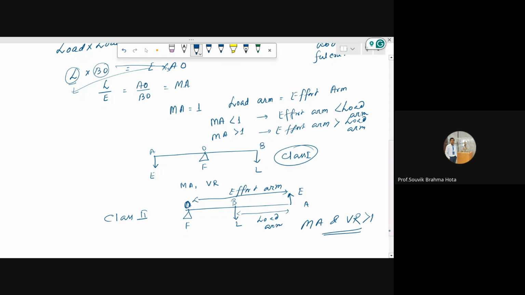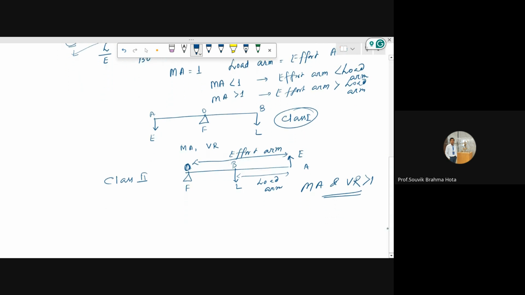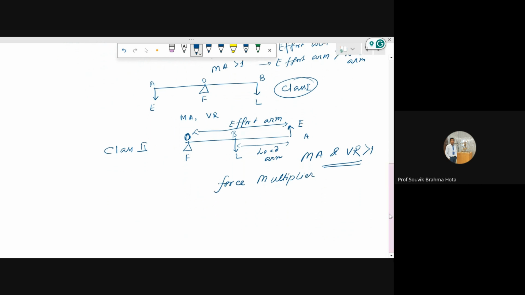Now the thing is that if it is always more than one, we know mechanical advantage and velocity ratio more than one, that means it is a force multiplier. So class 2 lever acts as a force multiplier.